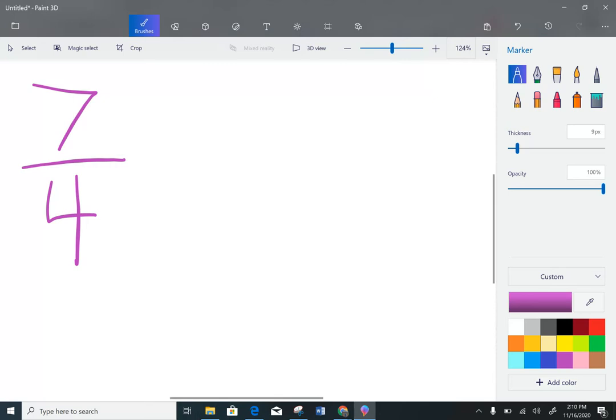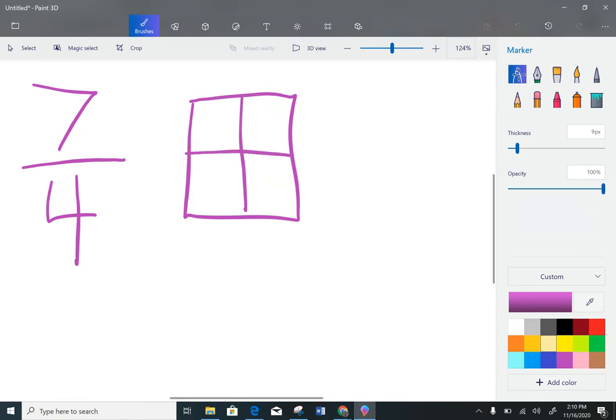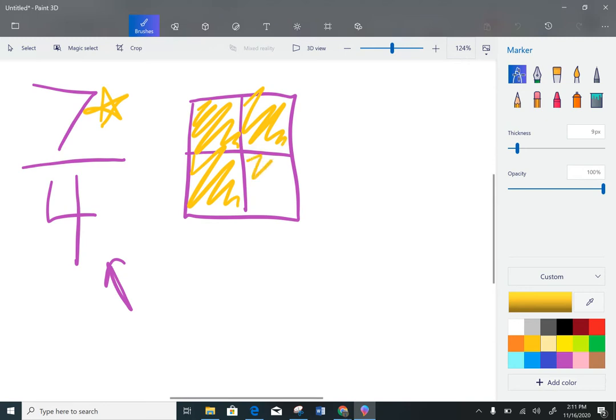So what this says is that I have some object, we'll use a square, and it is split into 4 pieces. That is what my number 4 tells me. My numerator on top, though, tells me I need 7 of those 4 pieces. So if I color in 1, 2, 3, and 4 pieces, I don't have enough pieces.